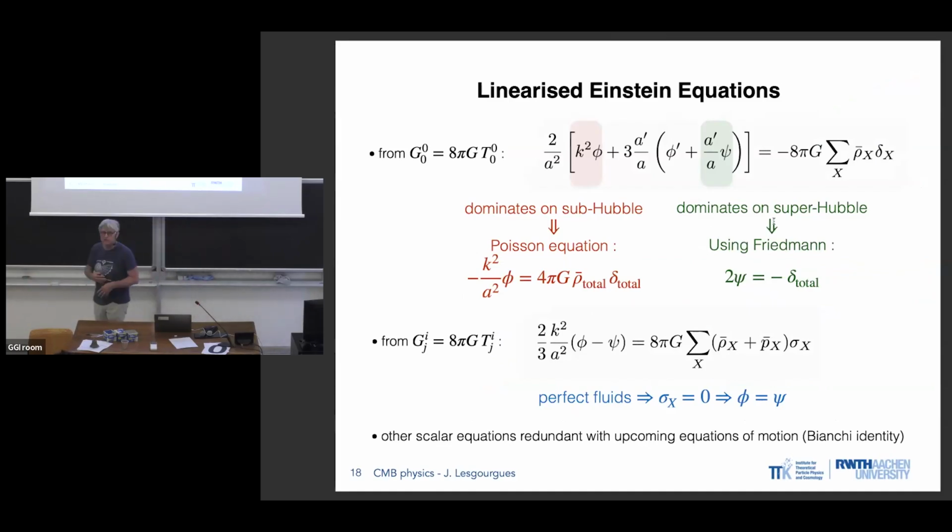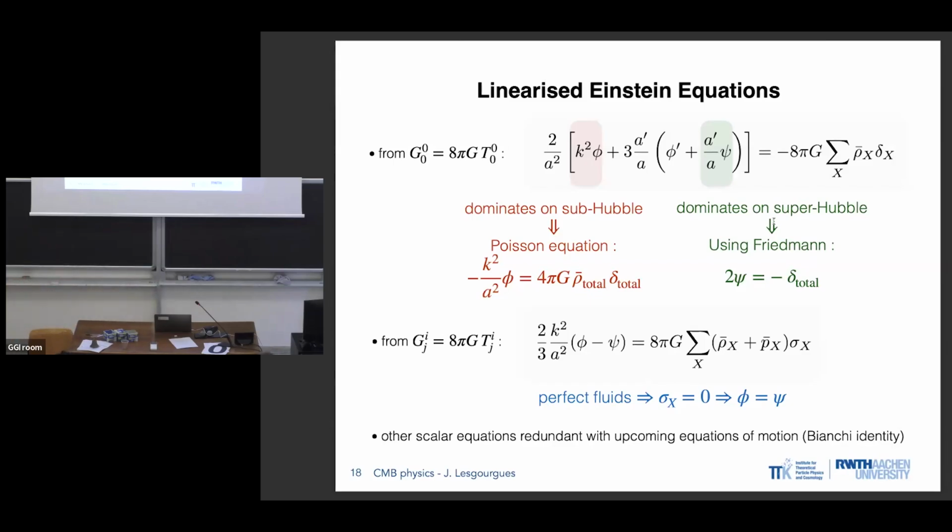a generalization of the Poisson equation of Newtonian physics. So on the right-hand side, we have a sum over the delta rho of this species x that I can write in this way. On the left, I have different metric fluctuations. And in particular here, you see that there is a term connected to the Laplacian of phi, like you have a Laplacian of the gravitational potential in the Poisson equation.